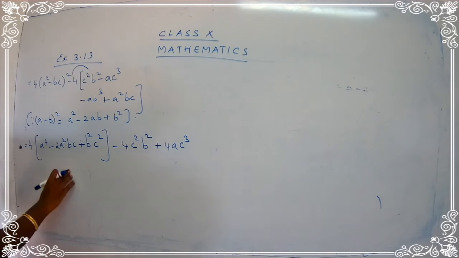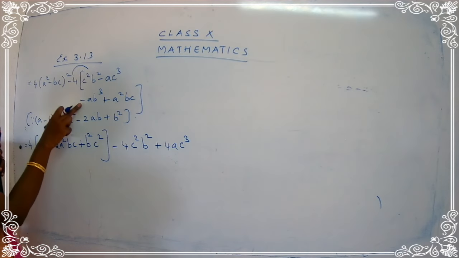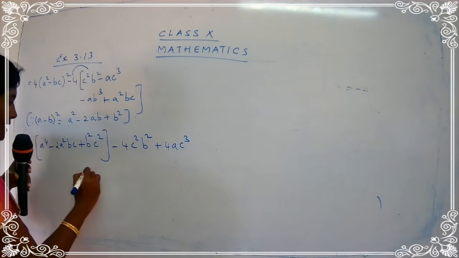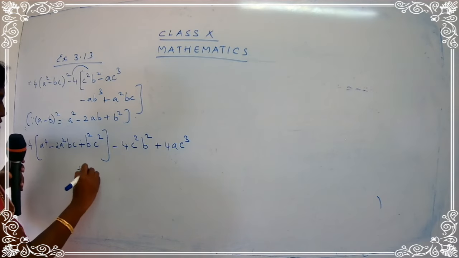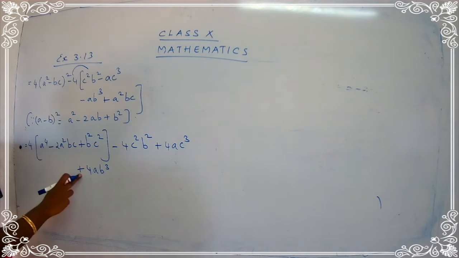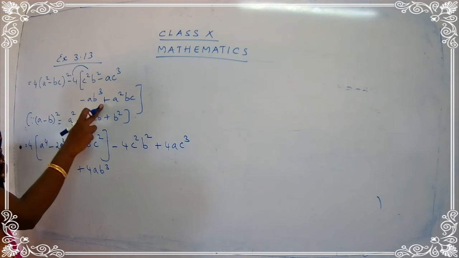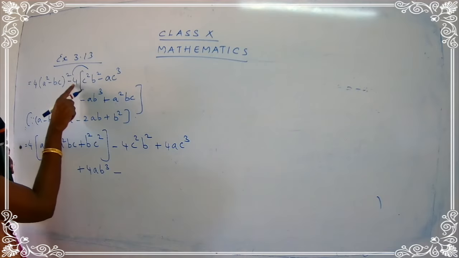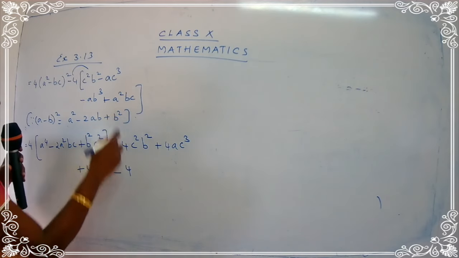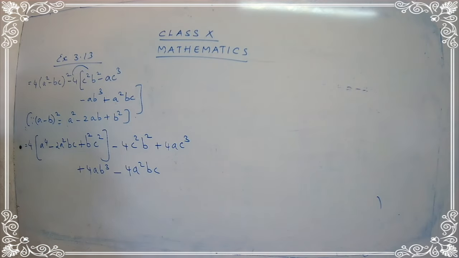I'll just continue the term below, children. Now minus into minus, minus into minus plus. Plus 4 AB cube. Minus into plus minus 4 A square BC. Minus 4 A square BC.